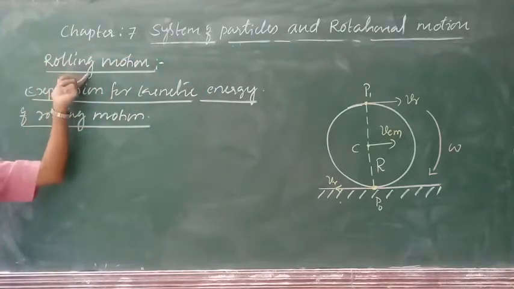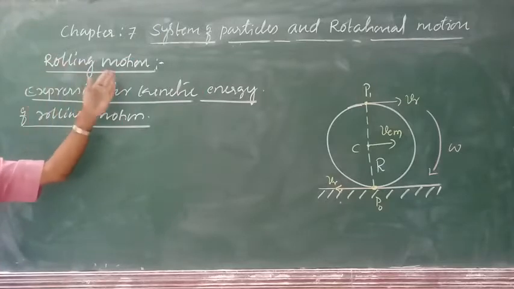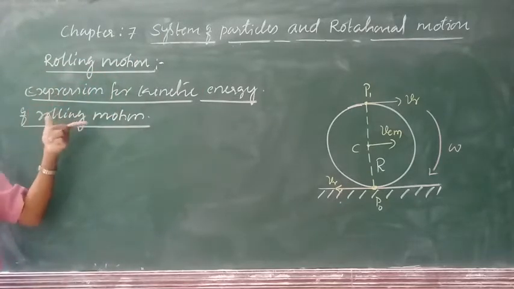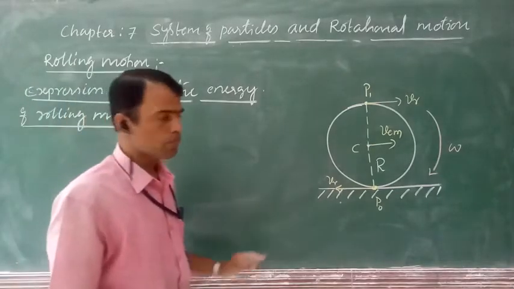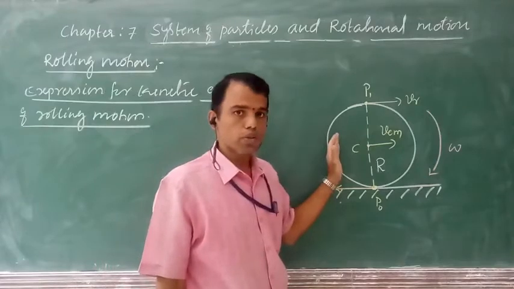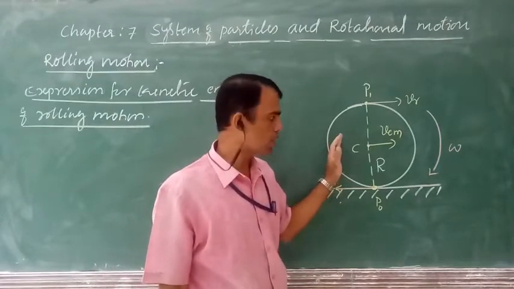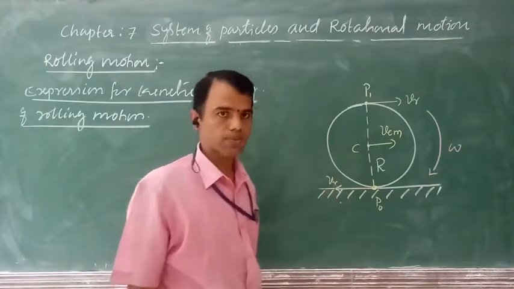In this video we are going to consider the last concept of this chapter, which is rolling motion, and later the expression for kinetic energy of rolling motion. So let us know what is rolling motion of a rigid body with respect to an axis.